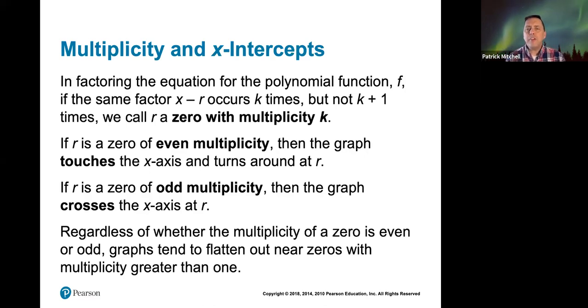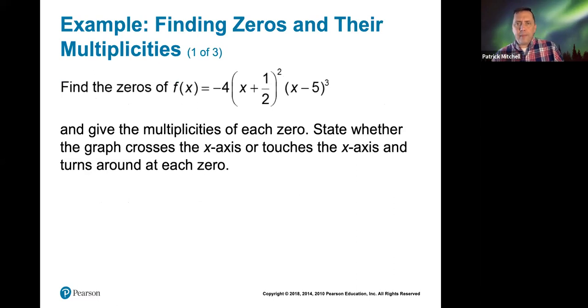Regardless of whether the multiplicity of a 0 is even or odd, graphs tend to flatten out near zeros with multiplicity greater than 1. So that's something we'll try to keep in mind when we're drawing our graphs. And I'll point that out to you on any example that I notice it.